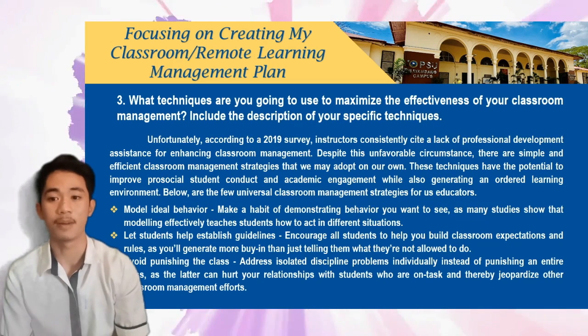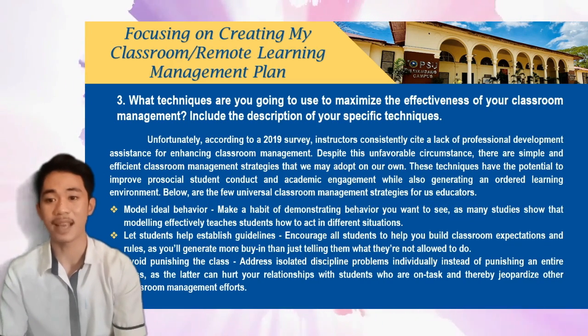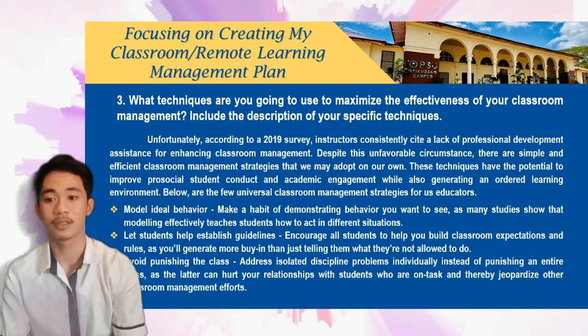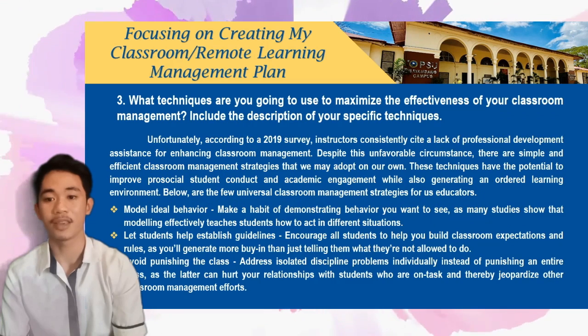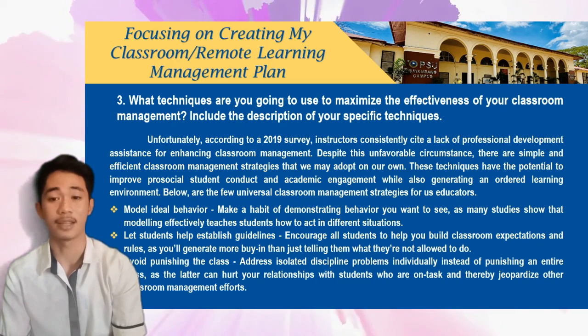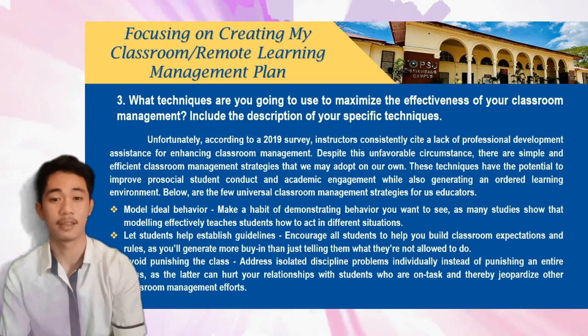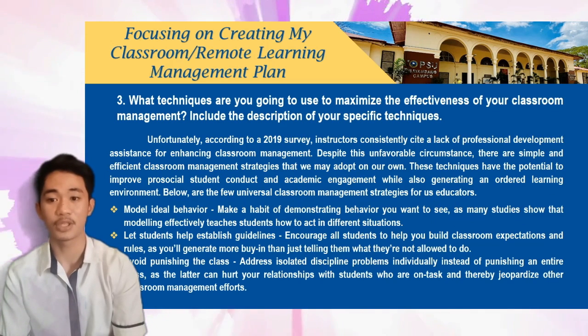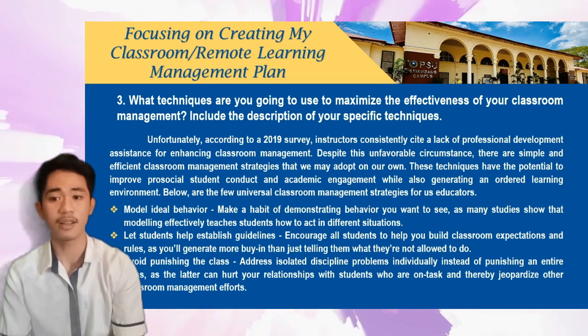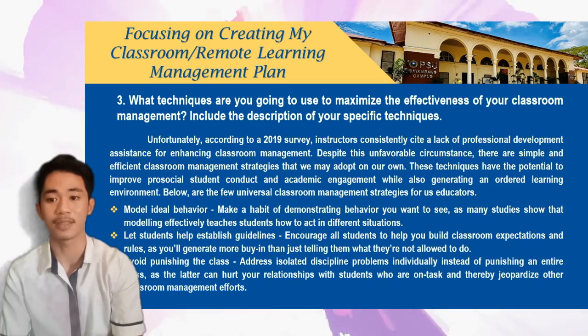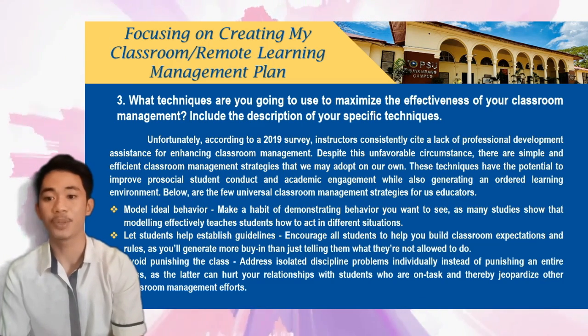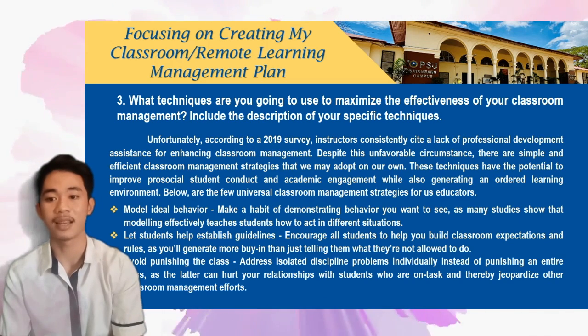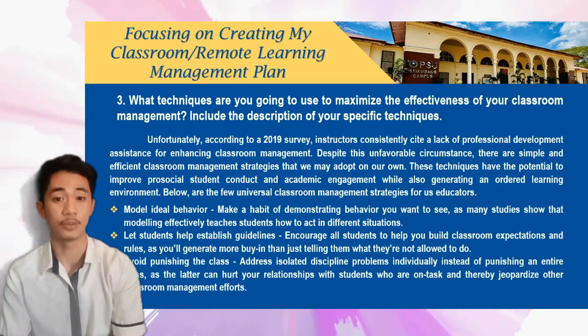Number 1. Model ideal behavior. Make a habit of demonstrating behavior you want to see, as many studies show that modeling effectively teaches students how to act in different situations. Number 2. Let students help establish guidelines. Encourage all students to help you build classroom expectations and rules, as you will generate more buy-in than just telling them what they are not allowed to do.